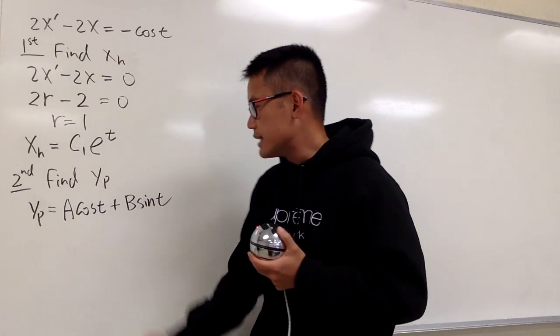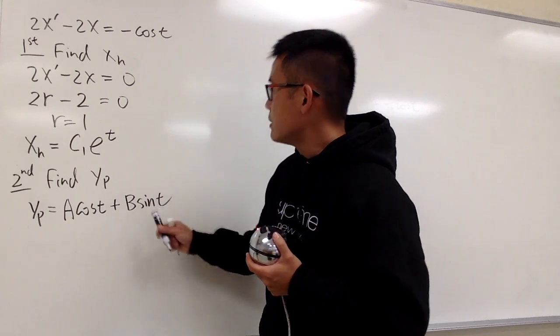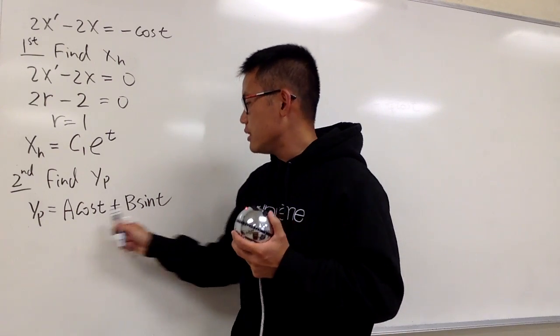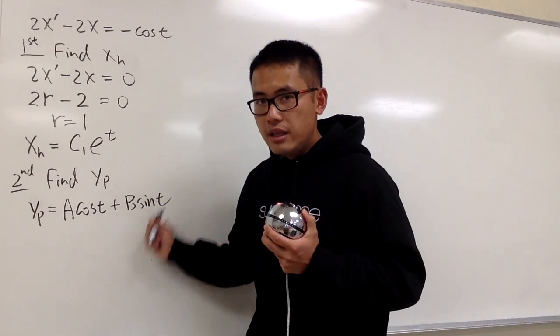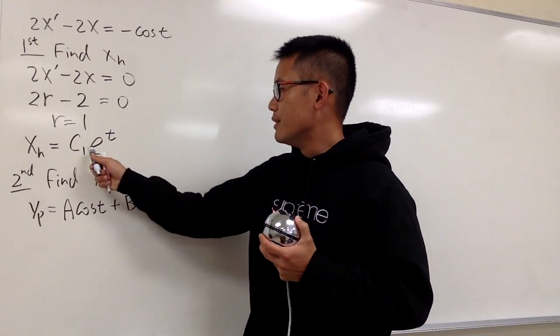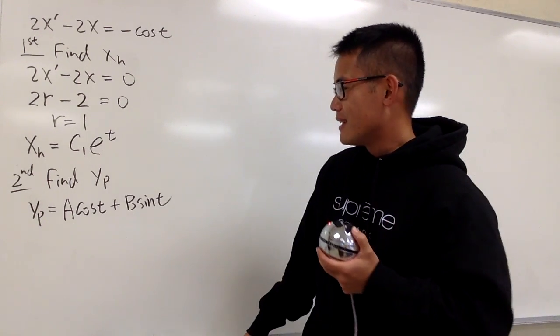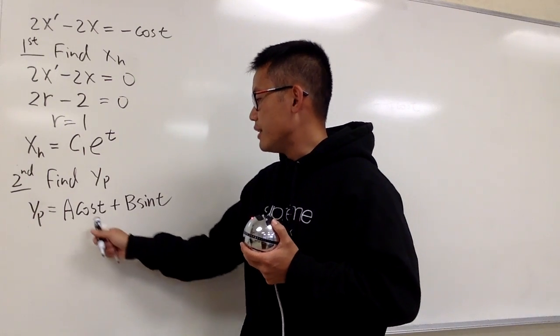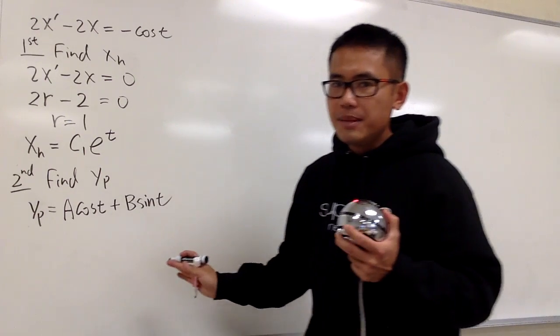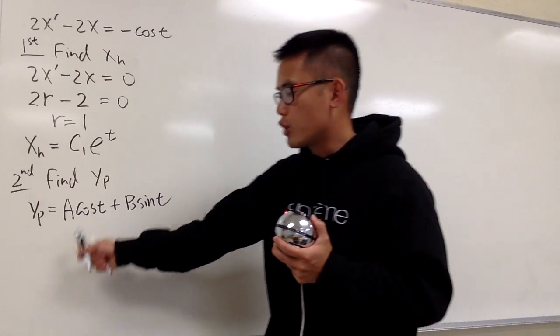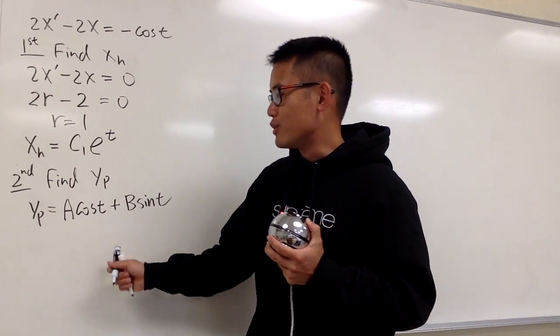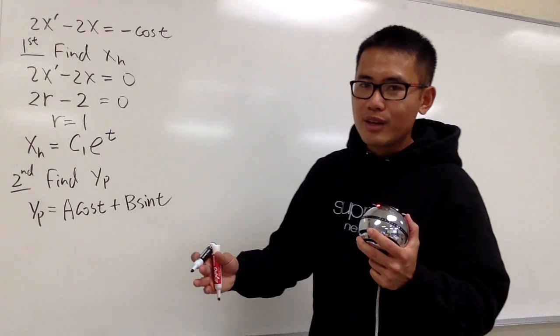The most important part is that the angles in the input have to match: t, t, and t. And another thing is that this right here is linearly independent from e to the t, function-wise, okay? So you see, this is e to the t and this is cosine and sine, so they are linearly independent, so I don't have to do anything crazy. Be sure you put down the correct form for the trial solution for the particular solution. And now we can get to work.